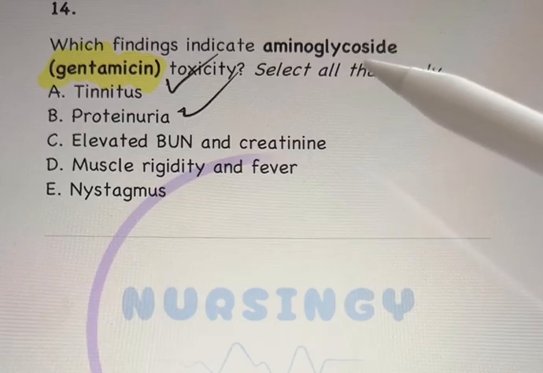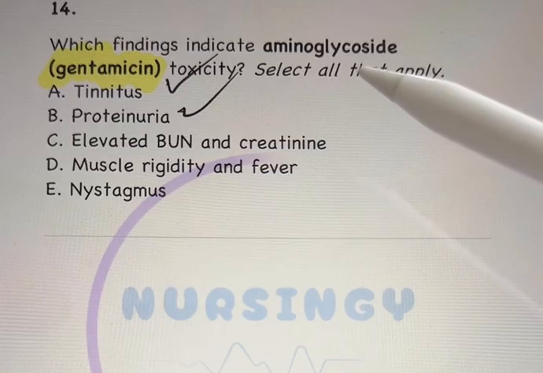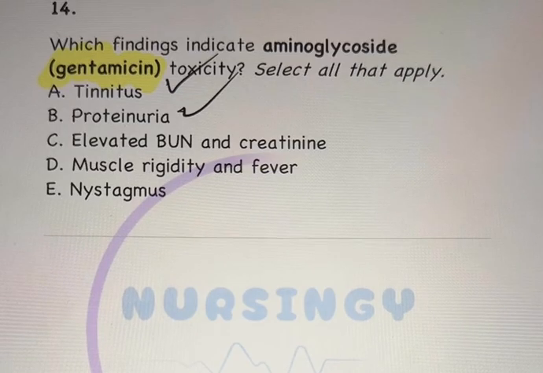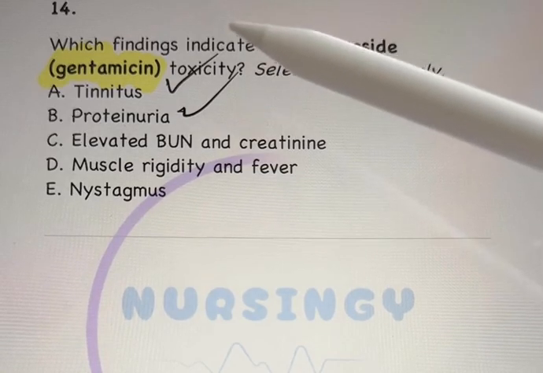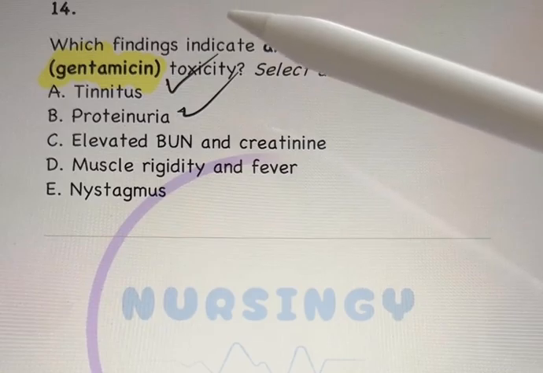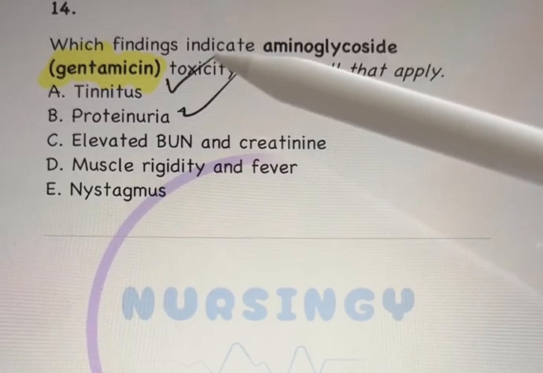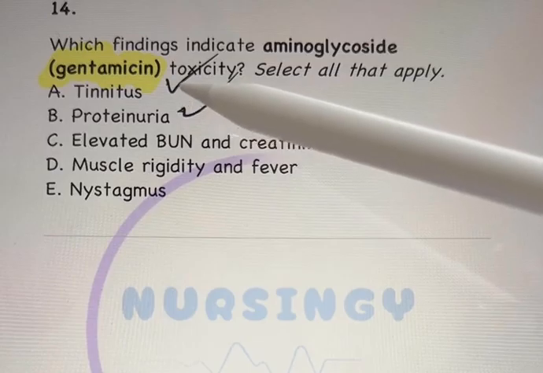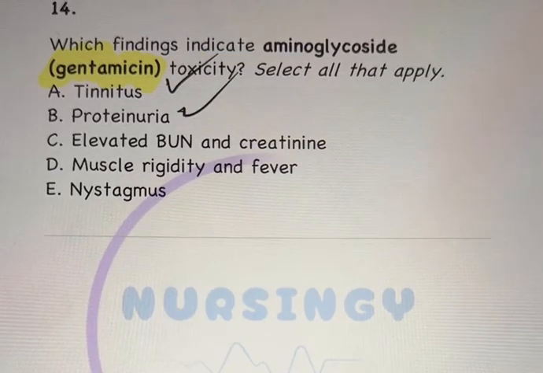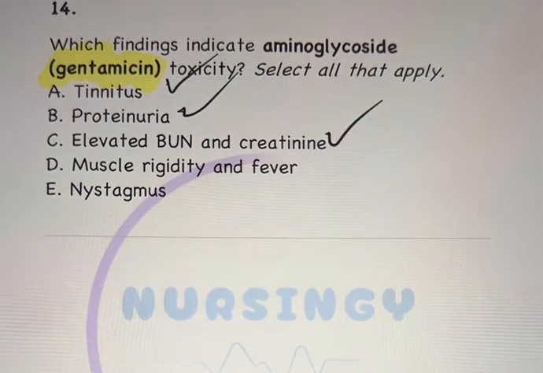What's going to happen with nitrogen and creatinine? Is C correct? Yes, same rationale, because gentamicin is very toxic. It is causing kidney damage, kidney problems. So we're going to see elevated blood urea nitrogen and creatinine.